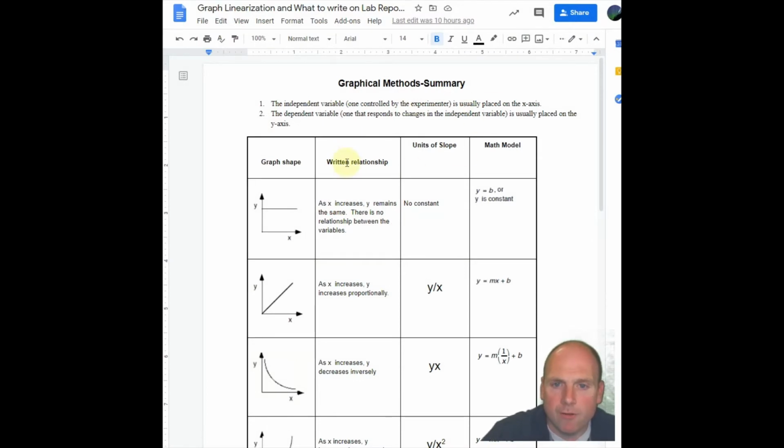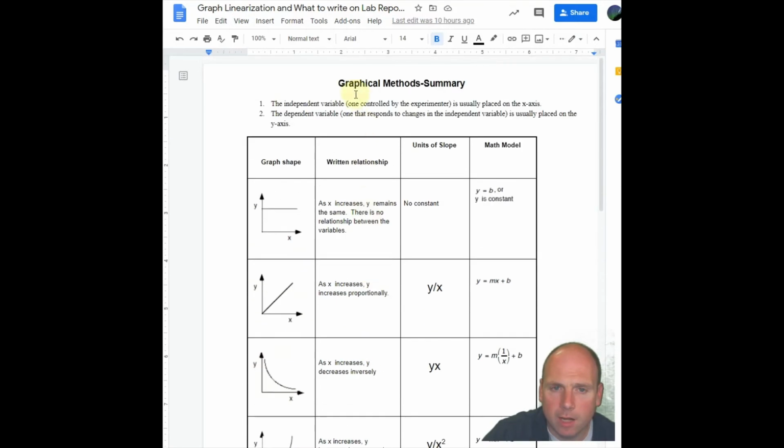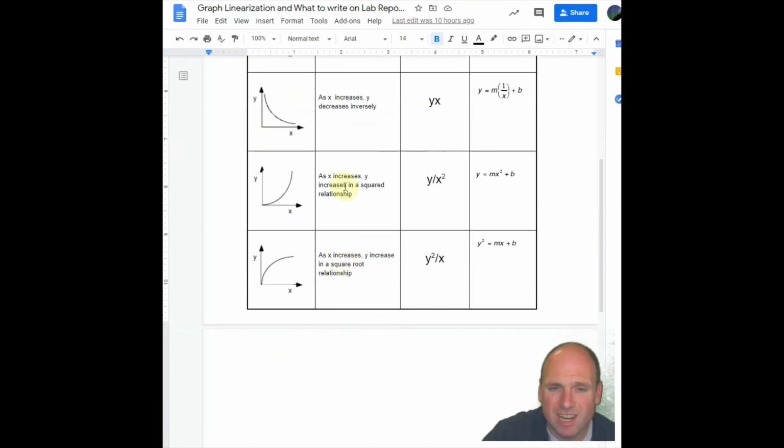On this sheet, you've got 4 columns. The graph shape. So the key here is just to go down and find the shape of the graph that you care about. For this particular setup, I've got this squared shape here, so that'll be the graph I use. I can see the next column here is called written relationship. This is actually what I'm going to write for my claim. As x increases, y increases in a squared relationship. Except I'm not going to say x and y, I'm going to say as mass increases, distance increases in a squared relationship. And that'll be exactly what I type in there. So I'll do that in a second.